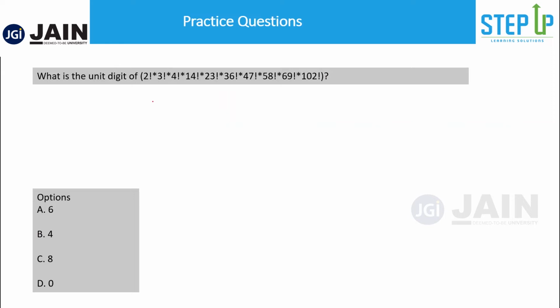It says, what is the unit digit of 2 factorial into 3 factorial into 4 factorial into 14 factorial, and then all are bigger numbers? Now we know that 2 factorial is nothing but 2. 3 factorial is 6, meaning 2 into 6 into 4 factorial, which is 4 into 3 into 2 into 1. That means this is 24. Into 14 factorial would be how much? We need not calculate that.